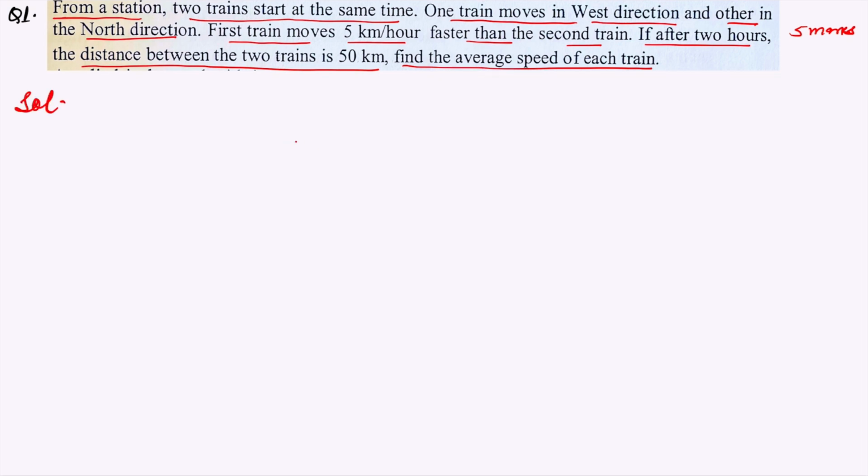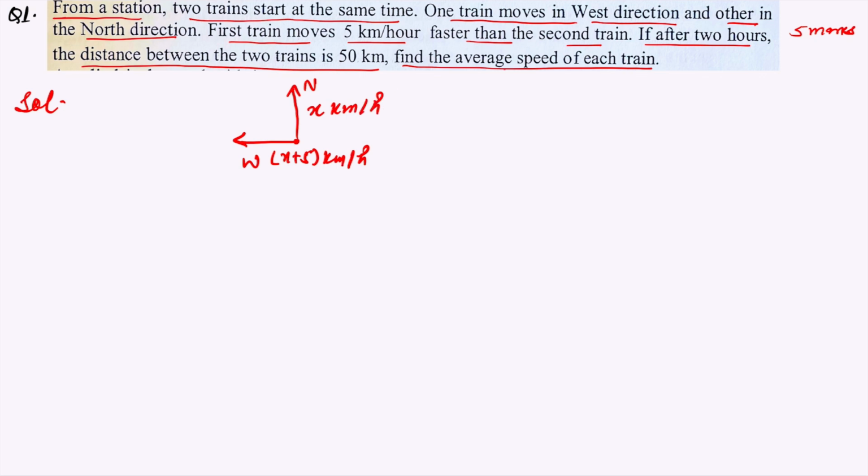Okay, in this question, it is given that the first train is moving in the west direction and the second is moving in the north direction. It is saying that the first train moves 5 km per hour faster. Let's say the train moving in the west direction has speed x plus 5 km per hour. Then the speed of the train moving in the north direction will be x kilometers per hour.